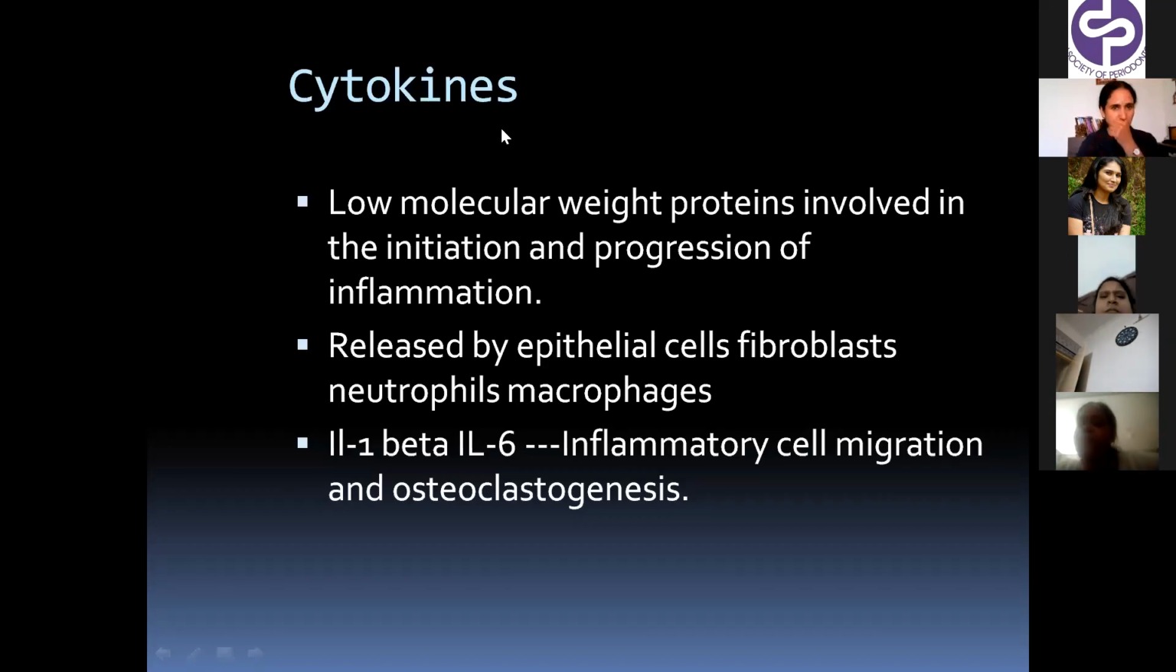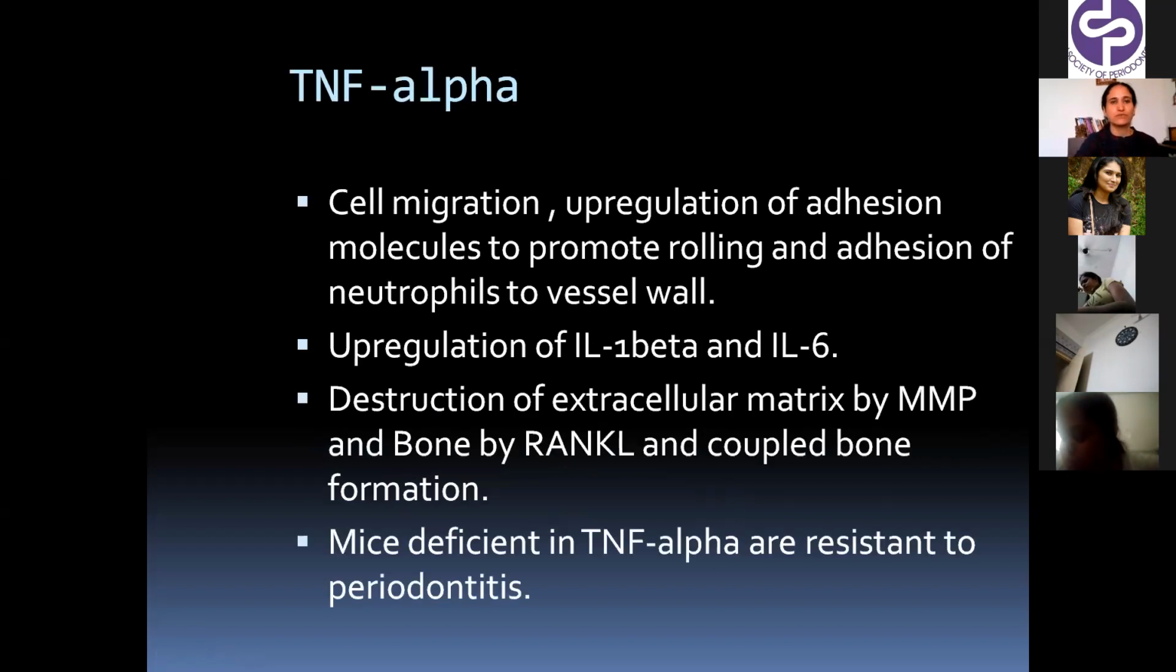Cytokines are basically low molecular weight proteins. They are involved in the initiation and progression of inflammation, and they are released by the epithelial cell. The first cytokines to be produced in the inflammation of the gingival tissues are IL-1 beta and IL-6, and they are also important from the bone resorption point of view.